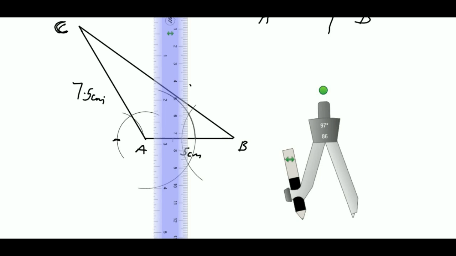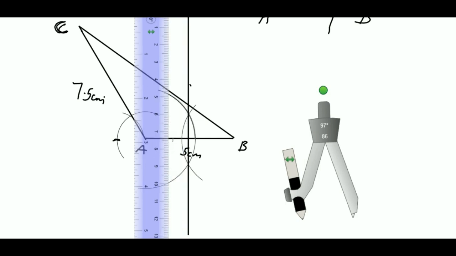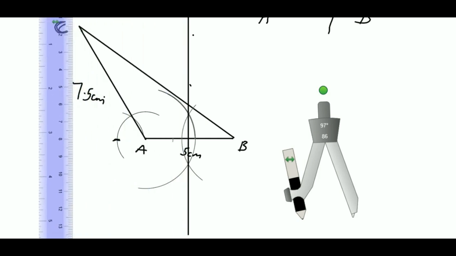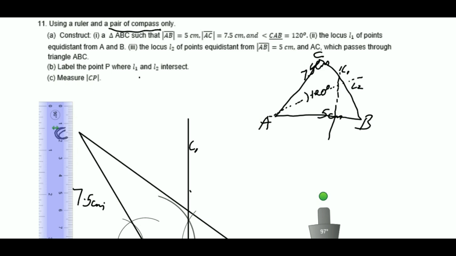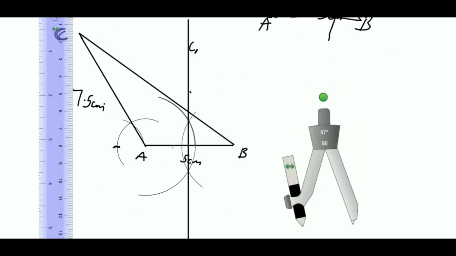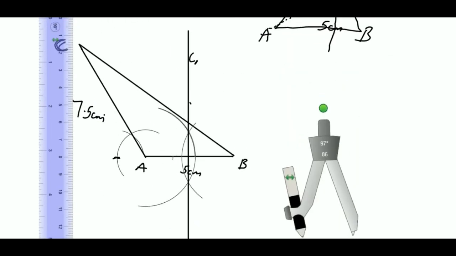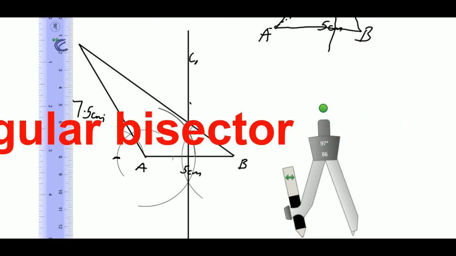Then you can draw your perpendicular bisector. So take the ruler out of the way, then this is L sub 1. That's the locus L sub 1 of points equidistant from A and B. Now the next one is the locus L sub 2 of points equidistant from AB and AC. So for AB and AC, what do we do? Remember, like I said earlier, it's going to be the bisector of this angle here.